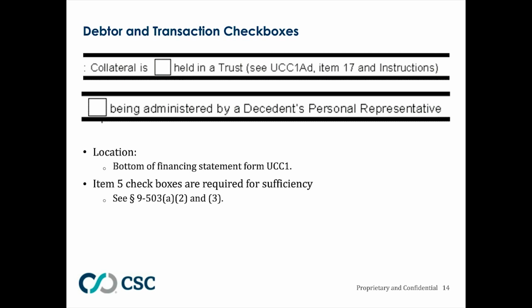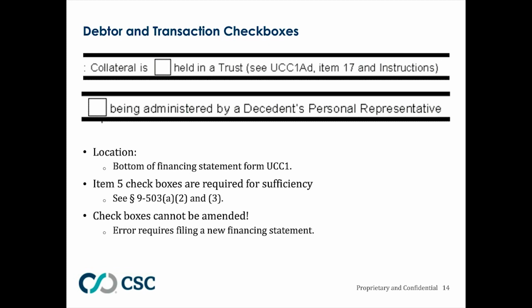So if the collateral is held in a trust that is not a registered organization, this checkbox needs to be checked when filing to make that indication, because it's a requirement of the debtor name sufficiency provisions. Now, it's also important to know that these boxes cannot be amended. If an error is made or they're omitted, best practice is to file a new financing statement right away that provides the correct use of the checkboxes.